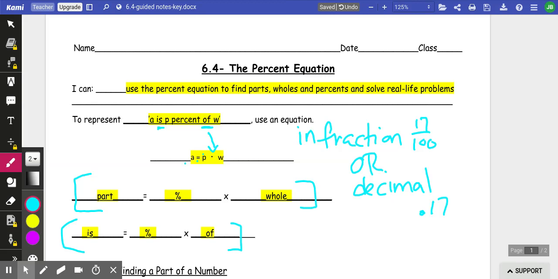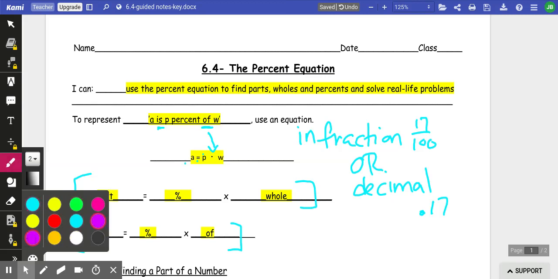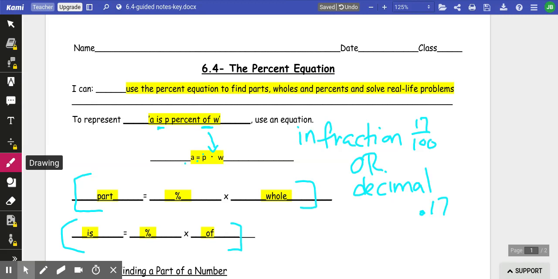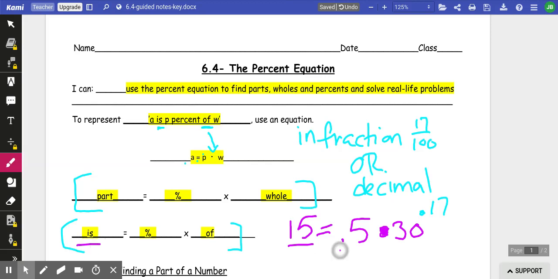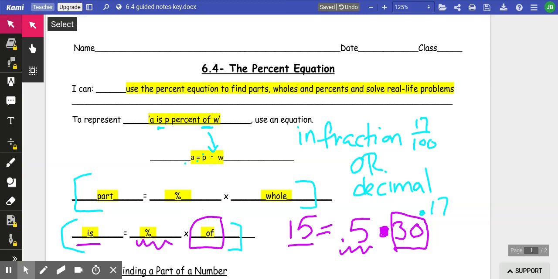Okay, so let's take a look at some examples over here. I'm going to write an example down. So we have, let's say, 15 equals 50% of 30, right? Or I can put my little dot in there instead of our multiplication symbol. So we have our "is," we have our percent written as a decimal, and then our 30 is going to be our "of," or I'm sorry, our whole instead of the portion.